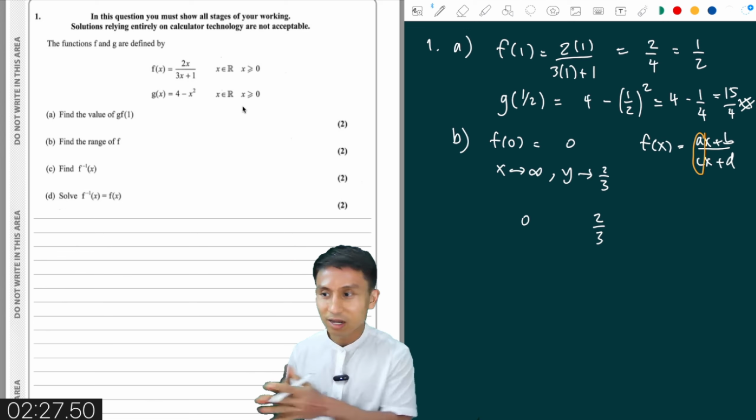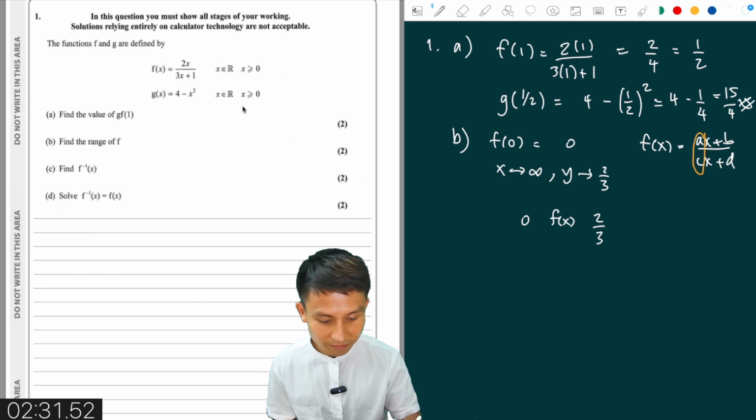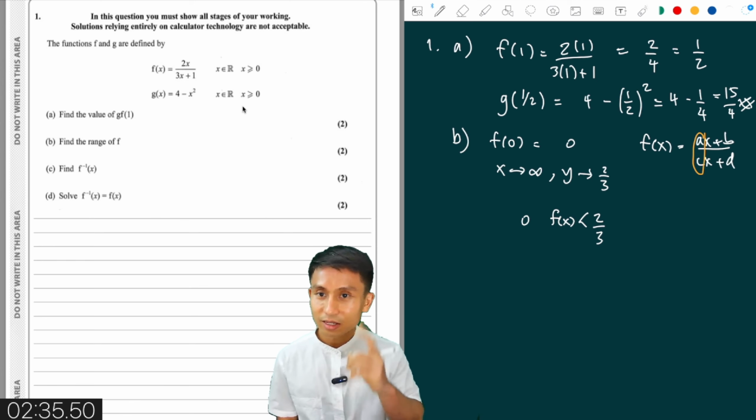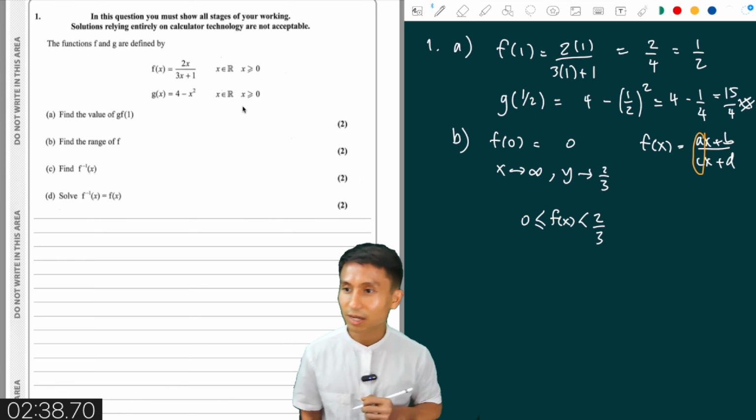When you've got these two bounds, you write them in the way that makes sense: the smaller one to the left and the greater one to the right. And that is just your range. So it cannot reach 2 over 3. It can be, however, 0, so we put an equal sign there. So that is the range right there. That's done for part B.